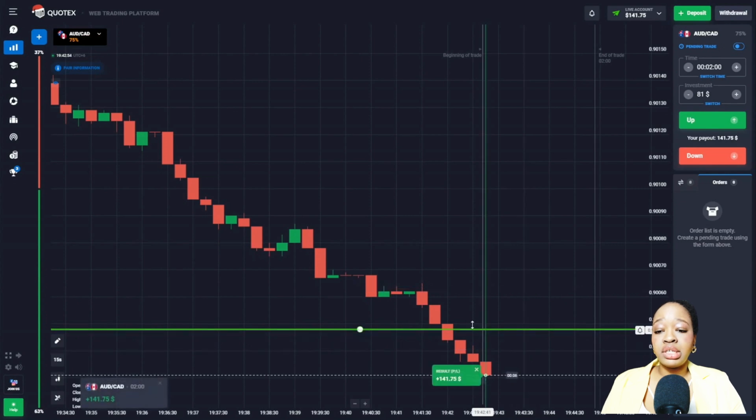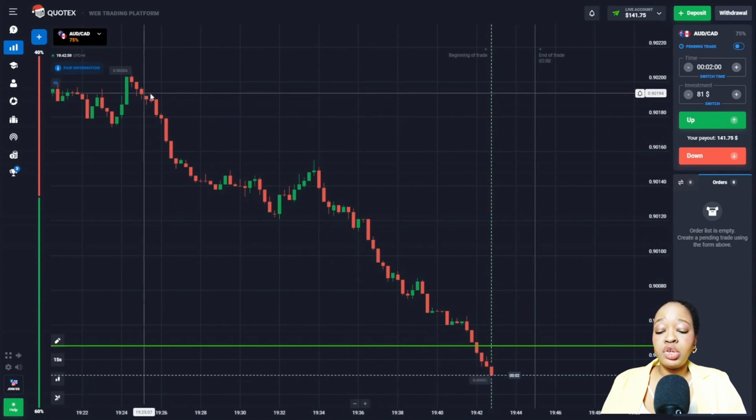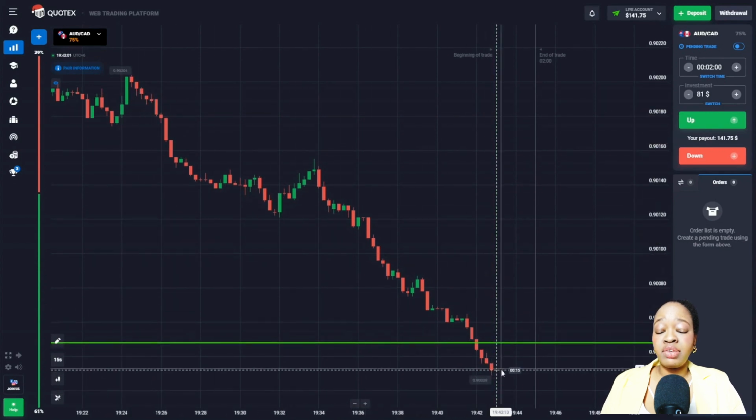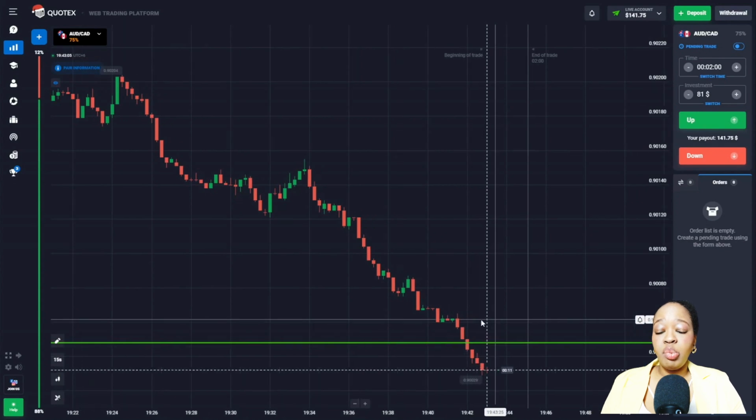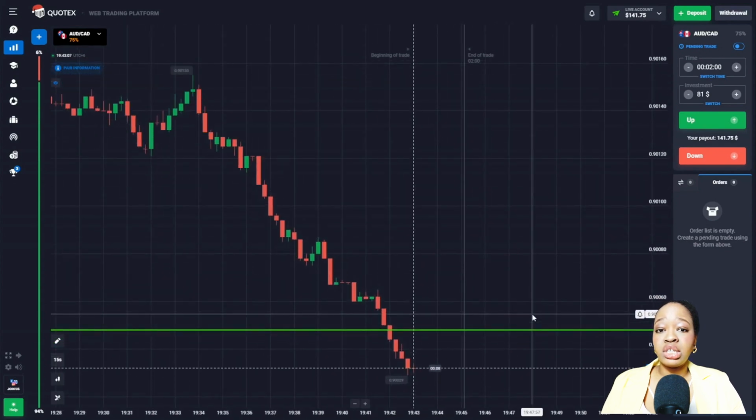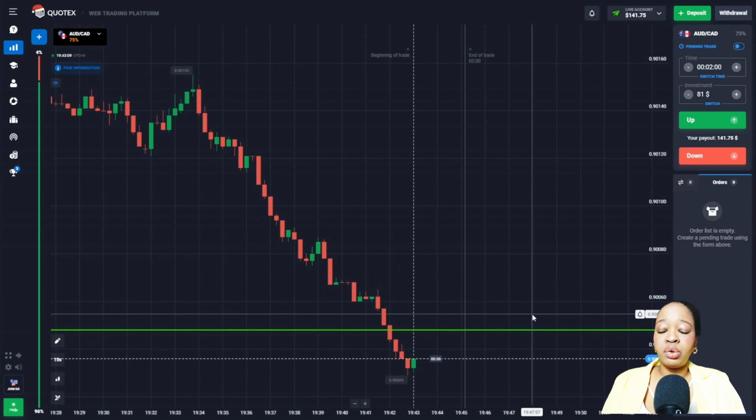So as expected, you can see that the price touched and even broke through the support level. The trend movement continued, the price dropped significantly, and I was able to easily close this trade in a plus. So opening a down trade when the chart was approaching the support level was a good strategy. So let me go on.